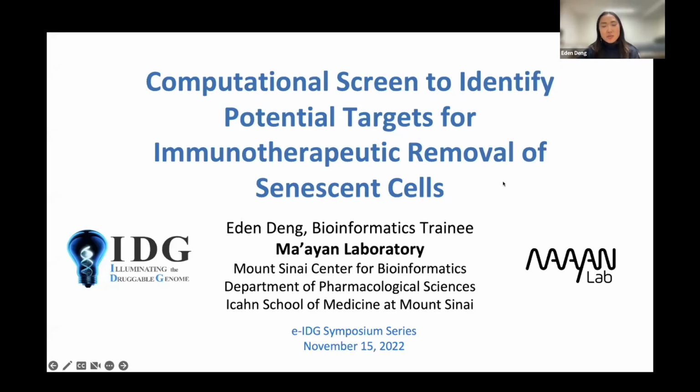As Dr. Mann mentioned, I'm an undergrad senior at Duke University, and this past summer I was part of the summer research training program at the Ma'ayan Lab at Mount Sinai. So today I'll be presenting on identifying therapeutic targets from RNA sequencing of senescent cells using a few different tools that have been developed by the lab.